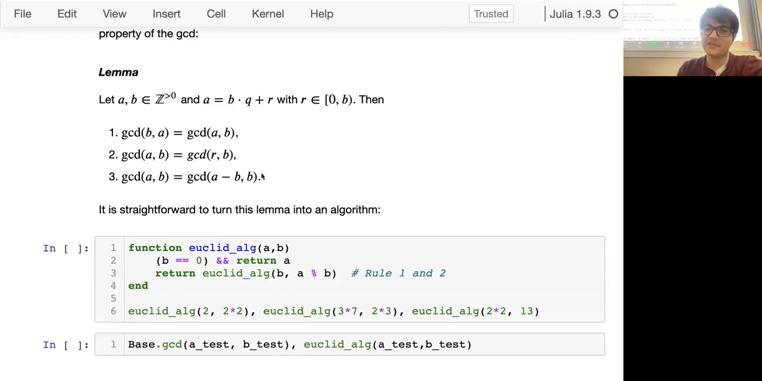The GCD of A and B is equal to the GCD of R and B. So this is what happens when you take A and you divide out by B. You're left with R, and that's fine. The GCD of A and B is equal to the GCD of A minus B and B. These lemmas are actually pretty straightforward to prove. I'm sure if you take a number theory course, they ask you to prove them. But let's see how we can get an algorithm out of this.